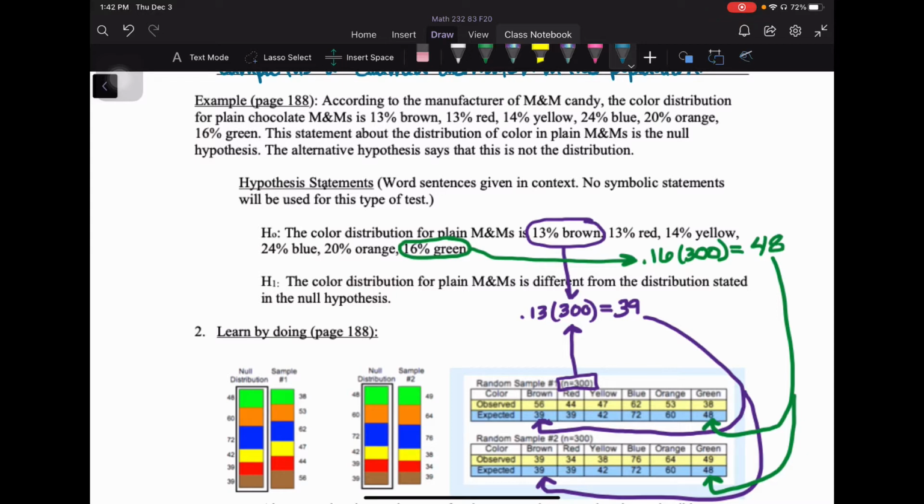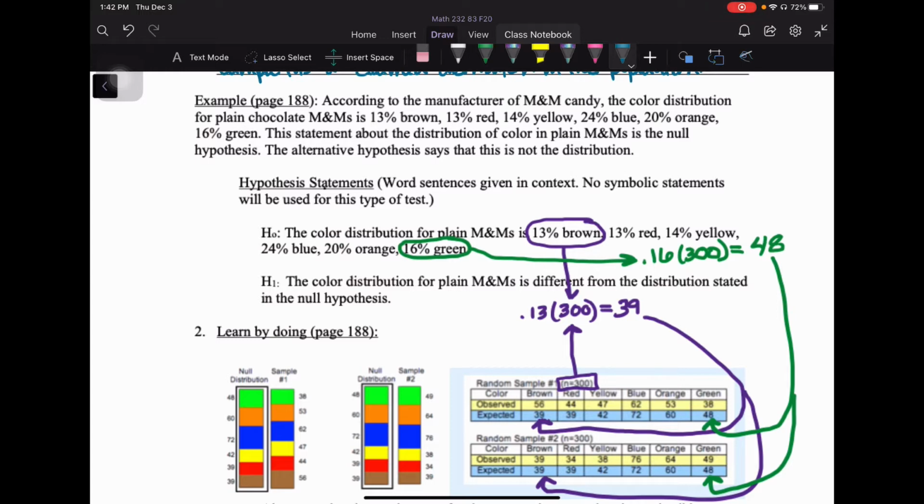So instead of running a whole bunch of like 30 different proportion tests comparing brown to red, brown to yellow, brown to blue, brown to orange, brown to green, and so on, we can do one hypothesis test where we're saying either our distribution matches or it doesn't.